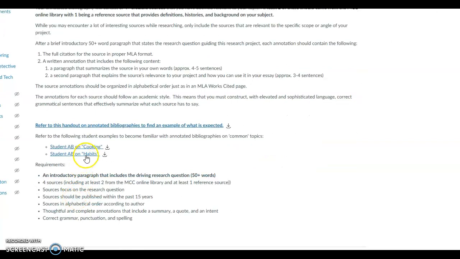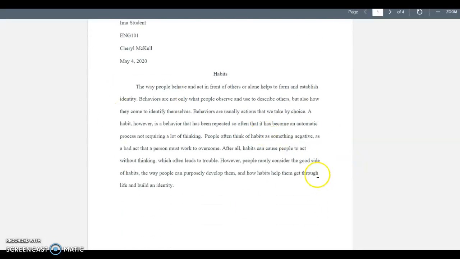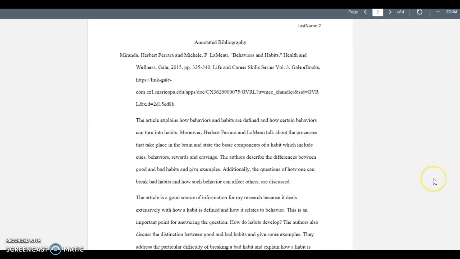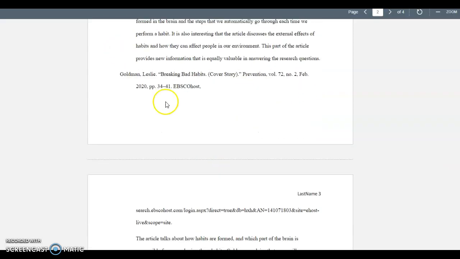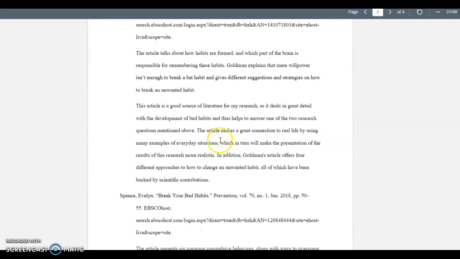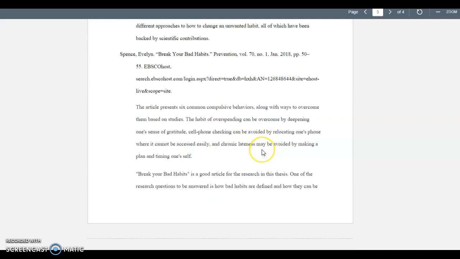The second one is on habits. It's doing the exact same thing. You've got that short introduction, and then each source has an annotation. Okay, the citation followed by the two paragraphs. Citation followed by the two paragraphs. All right, it's very formulaic.